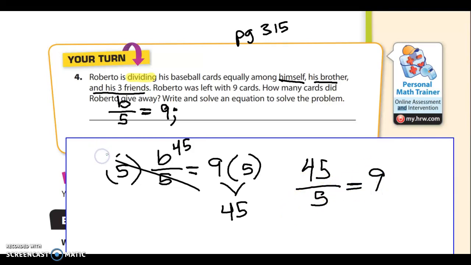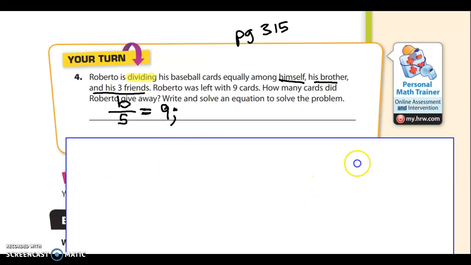Now that doesn't technically answer the question yet. I'm going to go through that with you right now. We're going to read carefully and figure out why not. So B is equal to 45. Now we're not quite done. We've done most of it. But pay attention to the fact that it says right here that we think he had 45 baseball cards. He divided those among himself, his brother, and his 3 friends, and he was left with 9 cards. How many cards did Roberto give away?